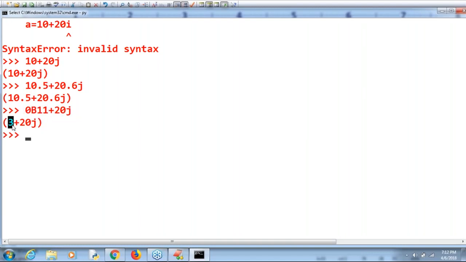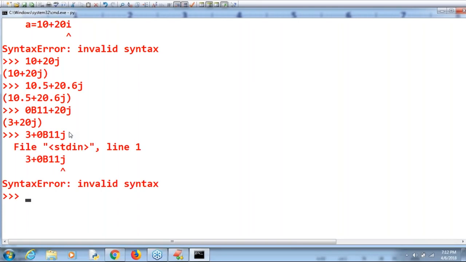0B11 is considered as 3, so 3 plus 20j. Now 3 plus 0B11j, I'm taking. What is the answer by default? Is it valid or invalid? 100% invalid. Python will give an error, because for the imaginary part, binary, octal, hexadecimal, such things are not allowed. Invalid syntax. Clear?